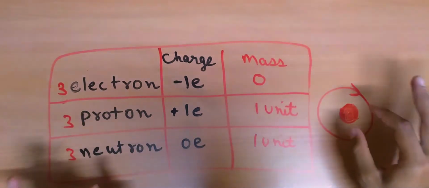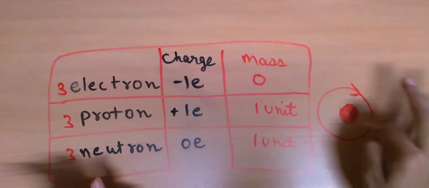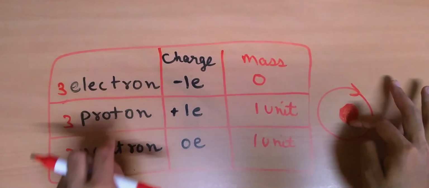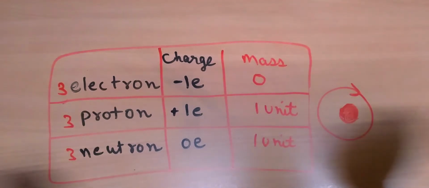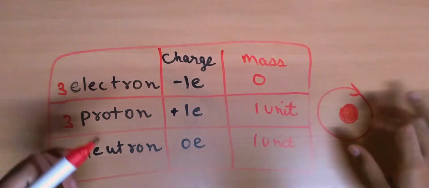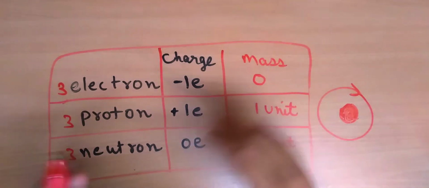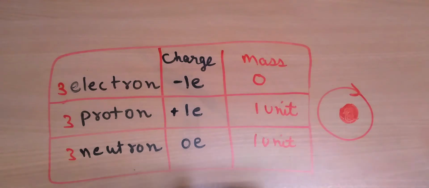And that is basically what is inside the nucleus. We have an equal number of protons and neutrons generally in the nucleus, and an equal number of electrons revolving in the orbits. So that is basically the atomic structure. And yeah, that's it for this video.